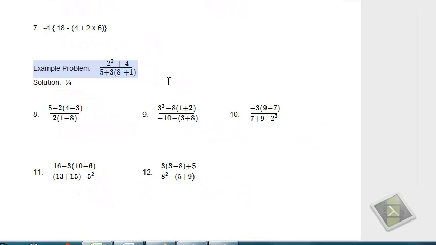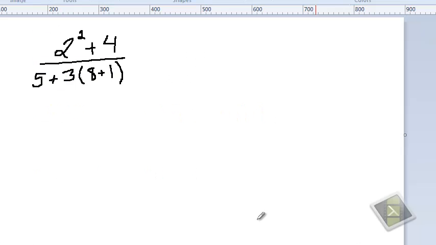That's your hint. We have in this fraction 2 squared plus 4 on top. On the bottom, we have 5 plus 3 times the quantity 8 plus 1. So we're going to look to simplify this. Now, in these bottom 5 problems, you've got a couple options. Now, this is my personal opinion. I would work either on top and then work on the bottom. And then, because you know it's got to be a fraction at the end, we'll build with that at the end. That's what I'm going to do.